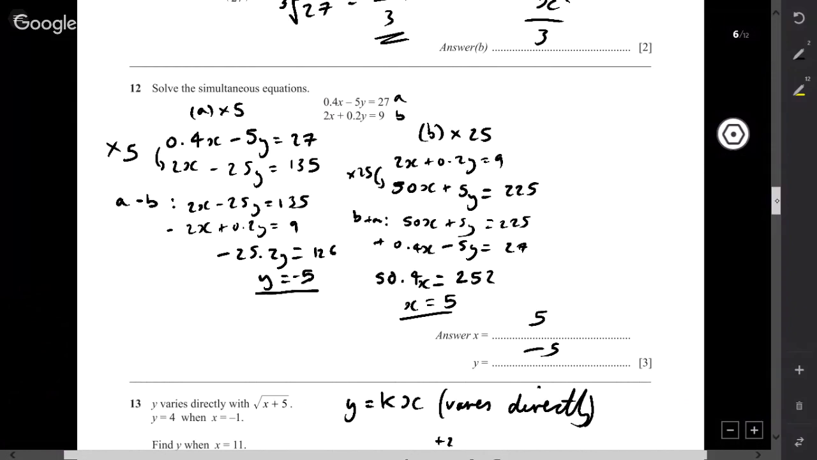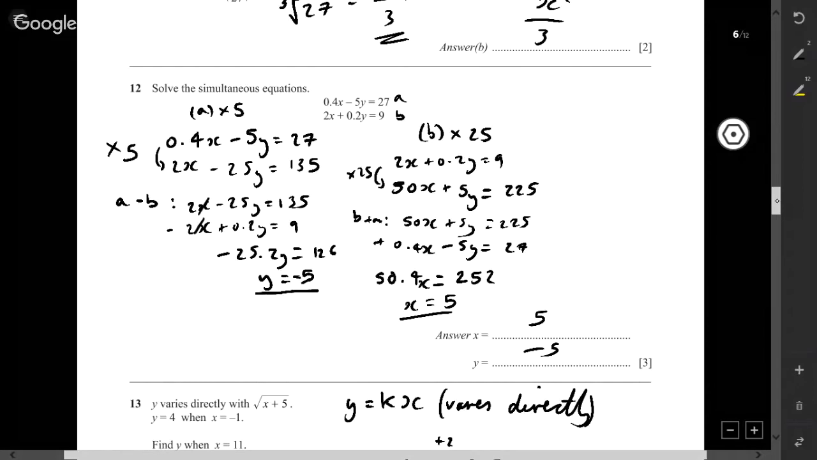By doing that, I can see that 0.4 times 5 equals 2. So what we're going to do is times the whole of equation A by 5. So that's what I've done here. So it becomes 2x minus 25y equals 135. What I've then done is got this equation, which is my new A, minus B. So here we go. This is the new A, and this is B. I've minused them. These cancel out. So we get minus 25.2y equals 126. And this shows that y equals minus 5.